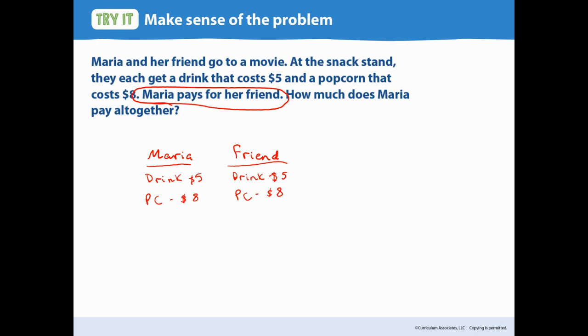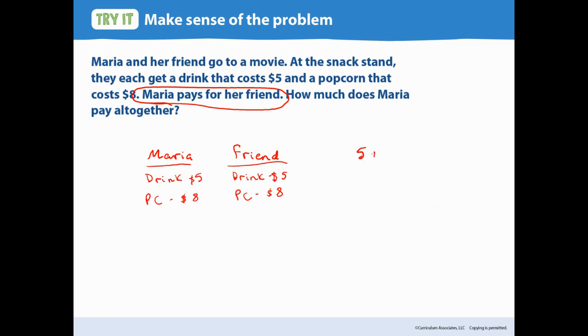Well, there's a couple ways we can do this. We can just go the old school way, and we can do 5 plus 8 plus 8. We could do that. Another way that we could do this is we could do something like this.